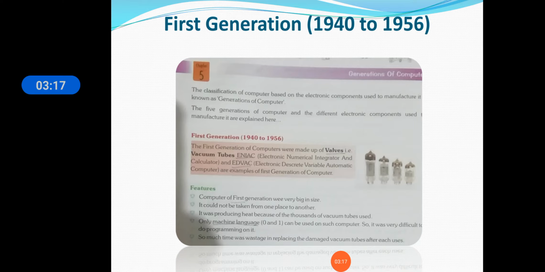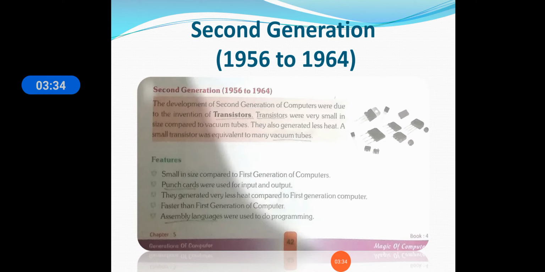Now next is second generation of computers, from 1956 to 1964. The development of second generation of computers was due to the invention of the transistor. Why transistor? Transistors were very small in size compared to vacuum tubes. These were very small components, so the second generation computer was possible to make because of small transistors.